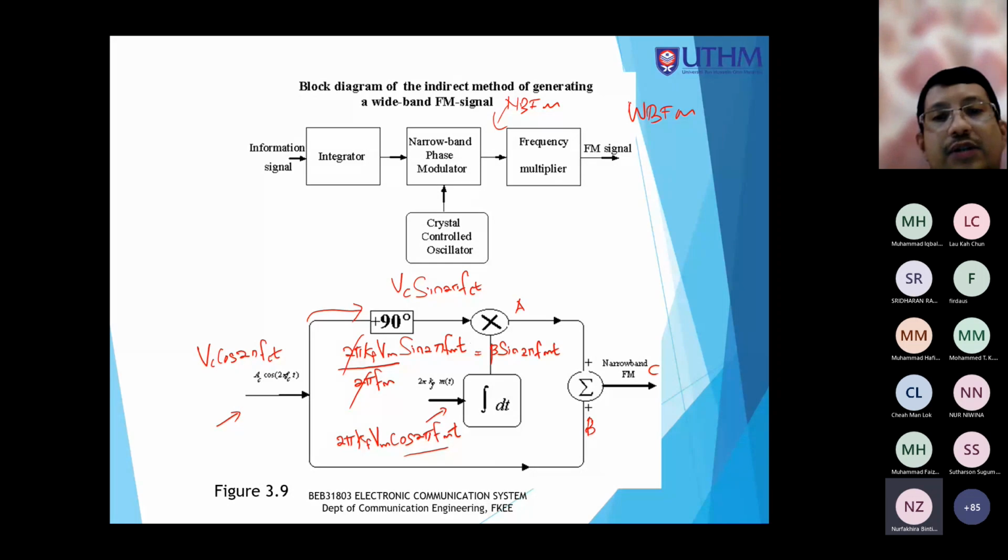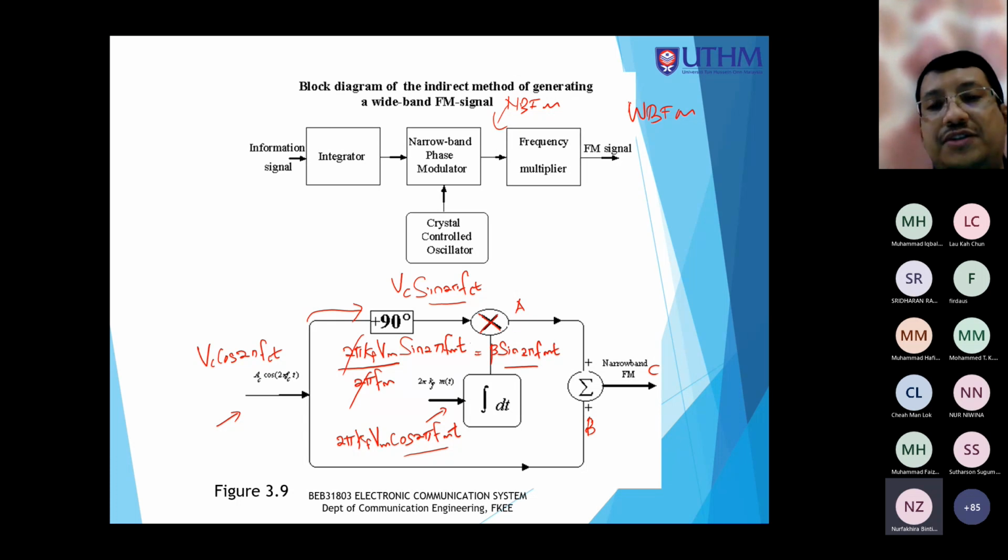Now we have sine for the input. Here is sine 2π fm t, and another one is sine 2π fc t. You see that here is the narrowband phase modulator. The symbol X here means that this system will do the process of multiplication. So at point A, the output is the multiplication of both inputs, sine and sine.